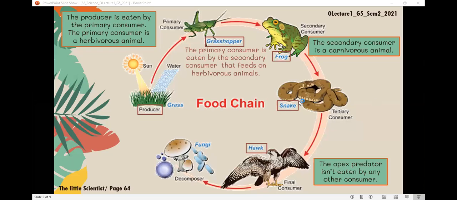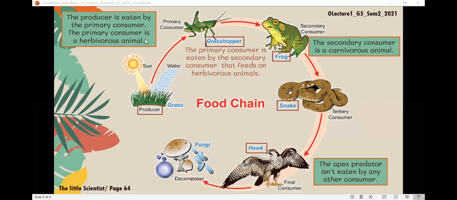Yes, Rasha, what was your question? Miss, isn't the snake the prey of the hawk? The snake is the prey of the hawk. Amazing information, Rasha, bravo. And who is the predator of the snake? The hawk. Excellent job. The snake is the prey of the hawk, so the hawk is the predator of the snake. I will explain it in the second slide.